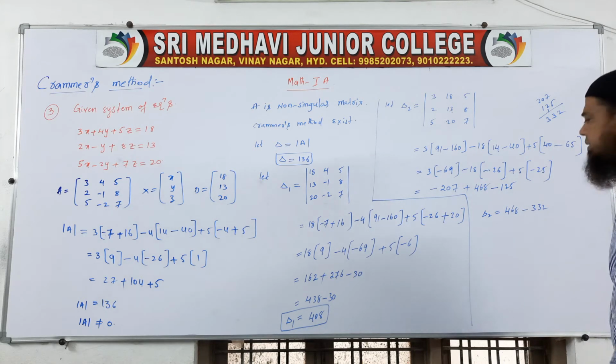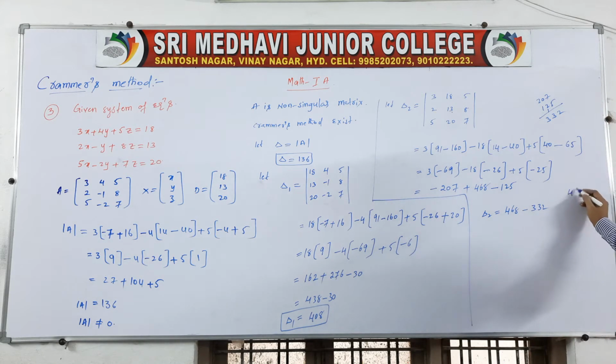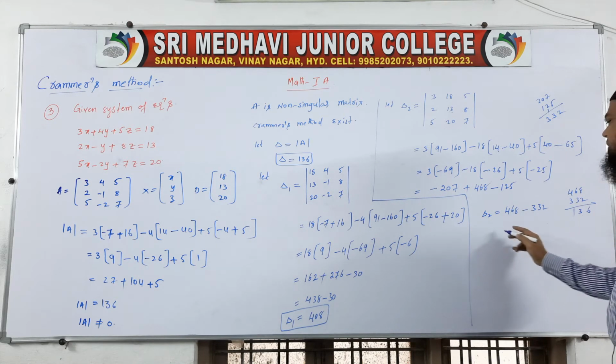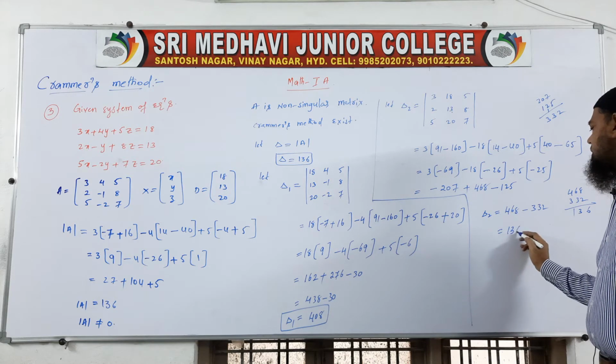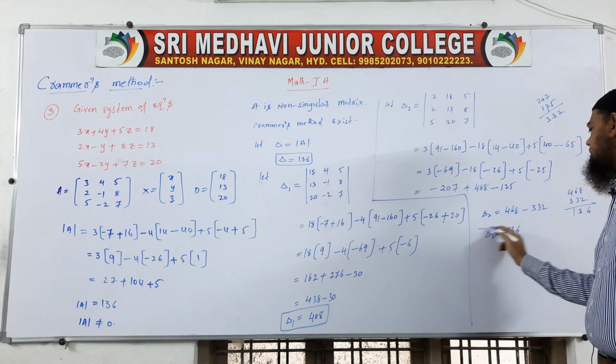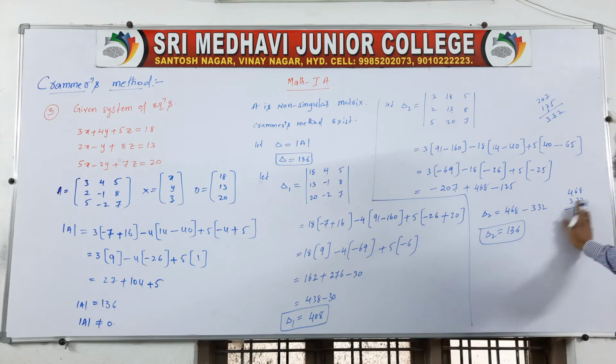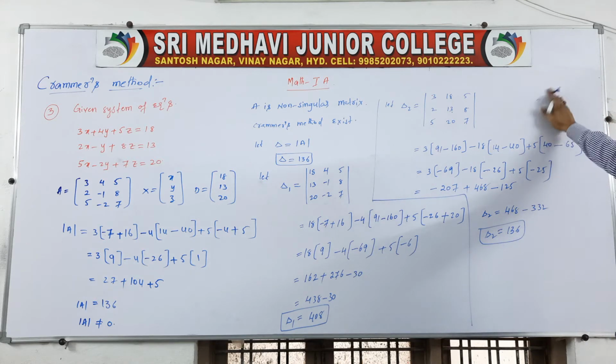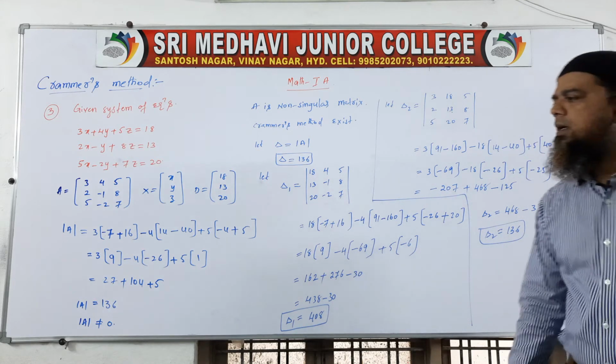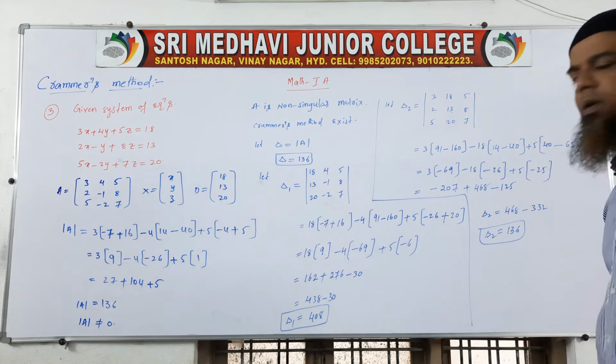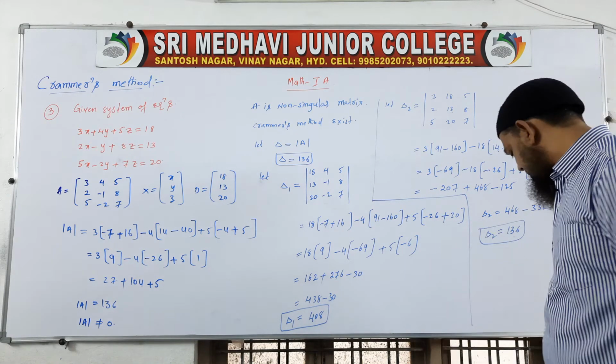We have to subtract 332 from 468. 468, 332. When you are subtracting, 8 minus 2, that is 6, 6 minus 3, that is 3, 4 minus 3, that is 1. That is equal to how much? 136. Delta 2 is equal to 136. So delta 1 is completed and delta 2 also completed. Similarly, what is the next step here?